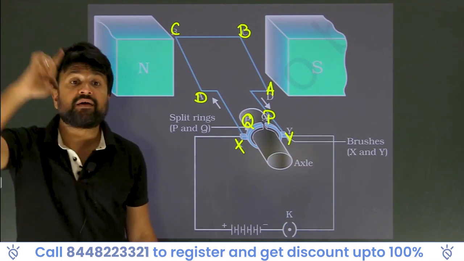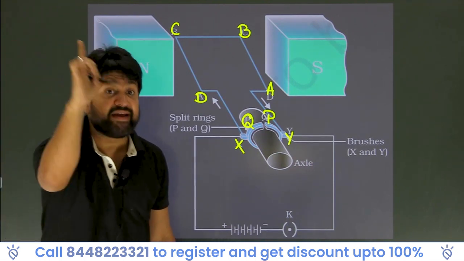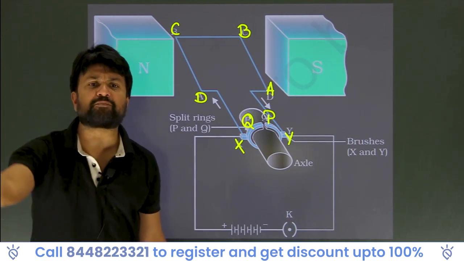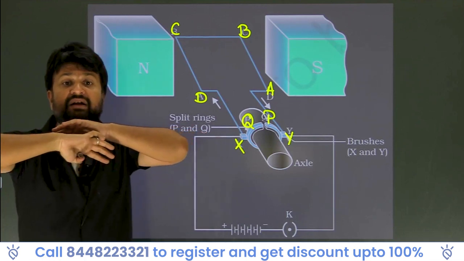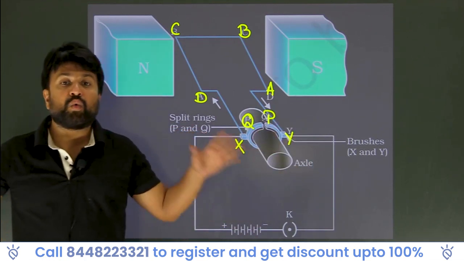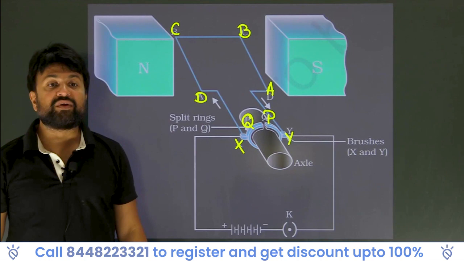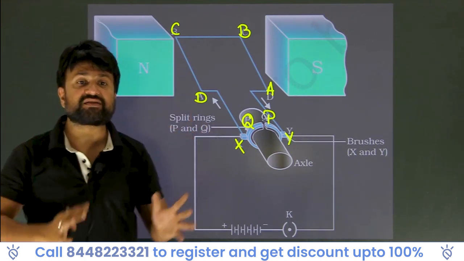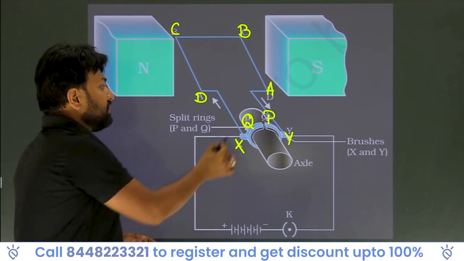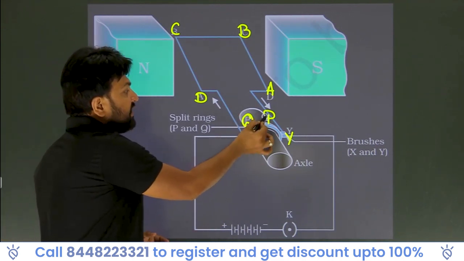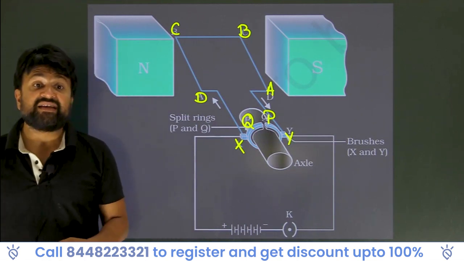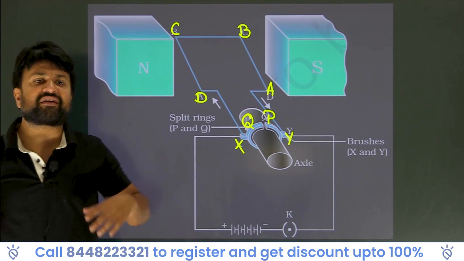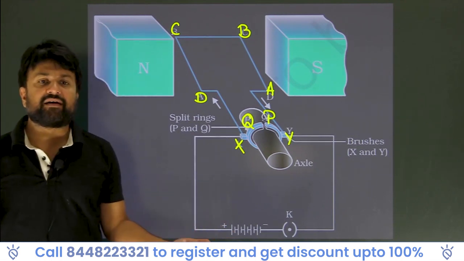I'm going to repeat this statement again. When the coil rotates, the split rings also change their position and come in contact with the opposite brushes. When Q comes in contact with X, and P comes in contact with Y, this reverses the direction of current through the coil, but the direction of current on the right hand side or left hand side remains the same.